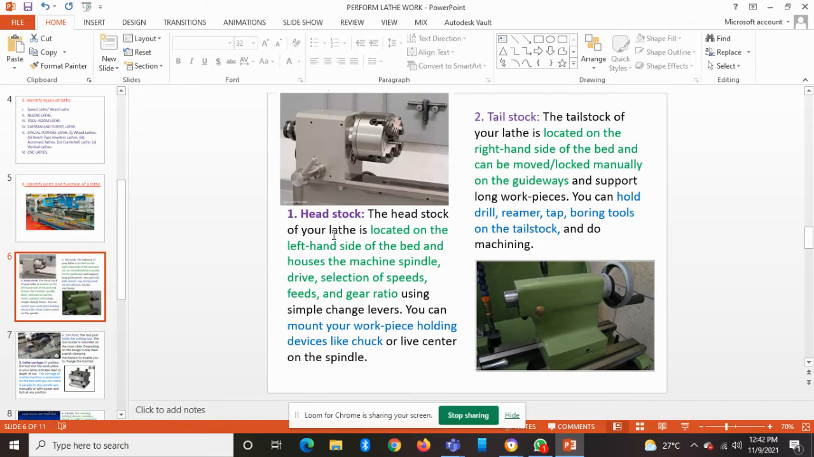The second illustration shows a tailstock. The tailstock of a lathe is located on the right-hand side of the bed and can be moved or locked manually on a guideway. You can hold a drill, reamer, tap, or boring tool on the tailstock.